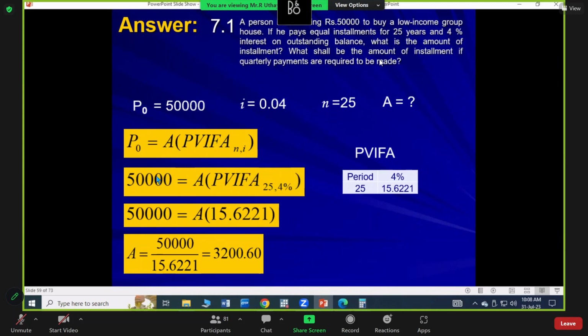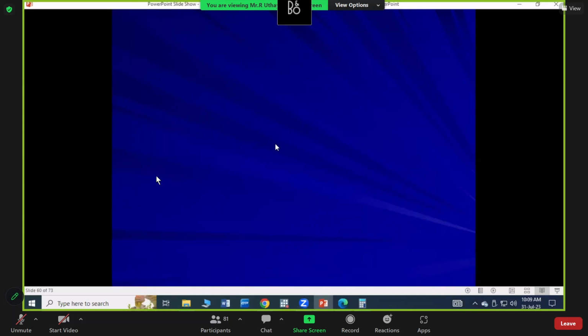So the second answer, what shall be the amount of installment? The quarterly payments are required. So what do you mean by quarterly payments? This is annual payment. The 3,200 is the annual payment. But the quarterly installment is required to repay. So at the time you want to do some adjustments. What is the adjustments?